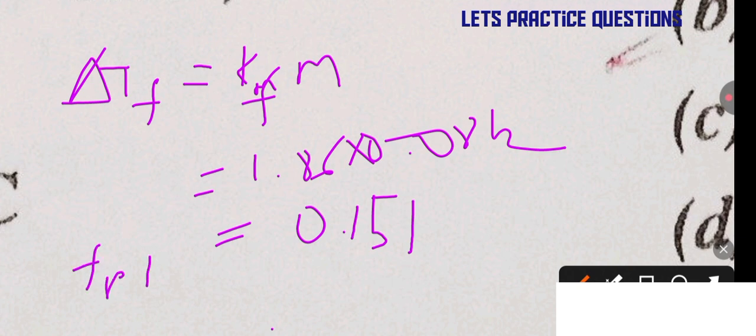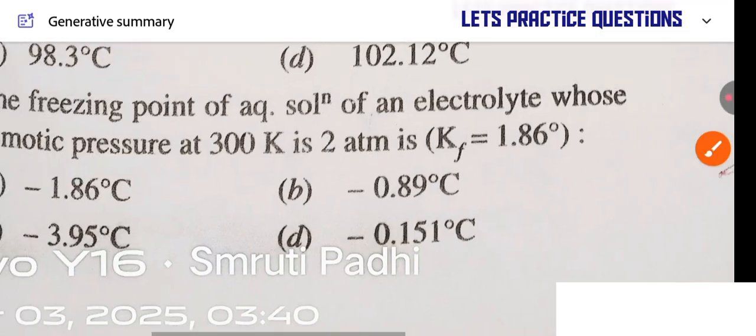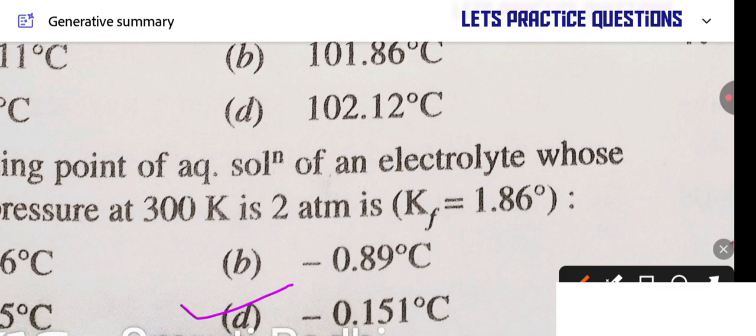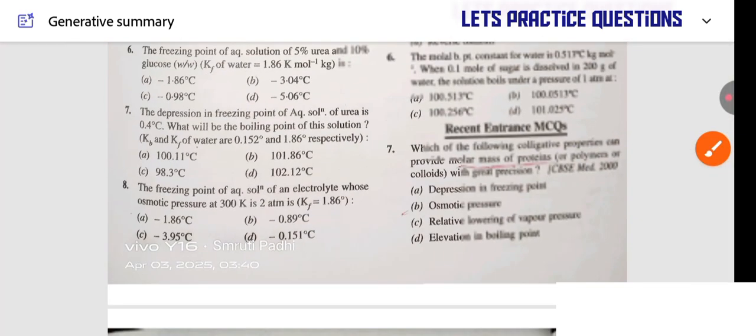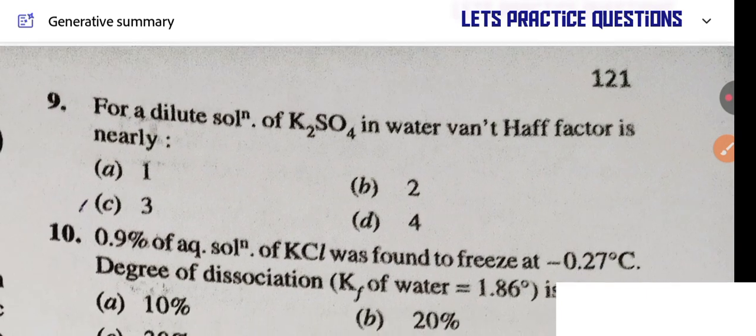Hence, the freezing point will be 0 minus 0.151, equal to minus 0.151 degree Celsius. Let's check the option. Here option D will be the correct answer. Let's move to another question, that is question number 9.